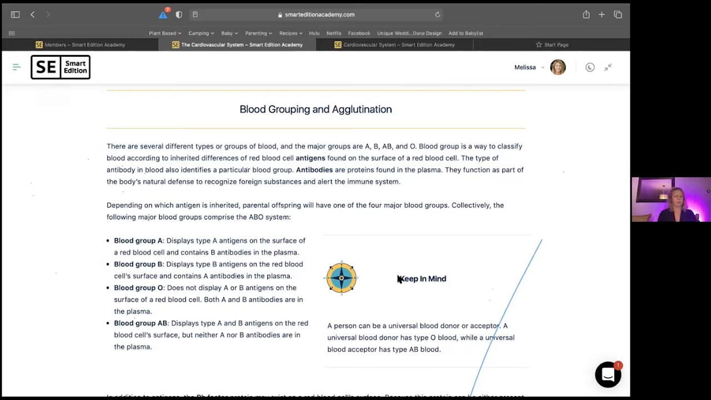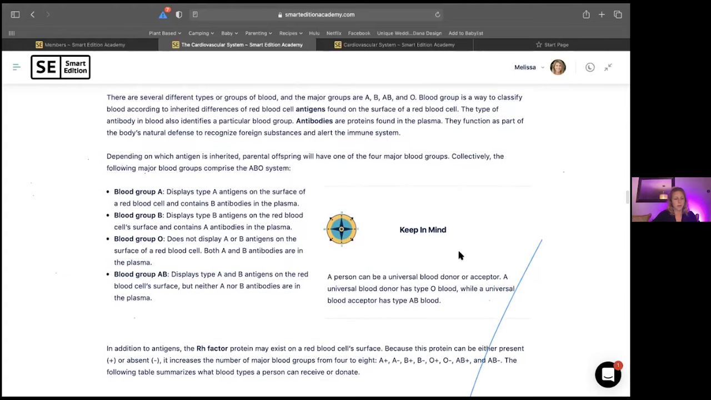So here we go. All right, blood group A. Let's go over these. Your blood group is going to be inherited based off your parents or the offspring. It's not always going to be the same, but it's usually going to be similar.